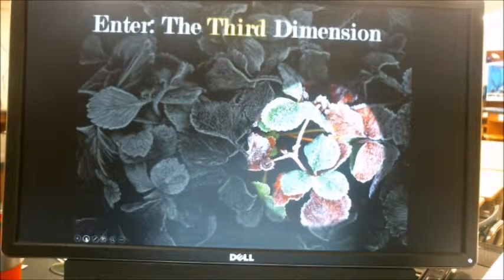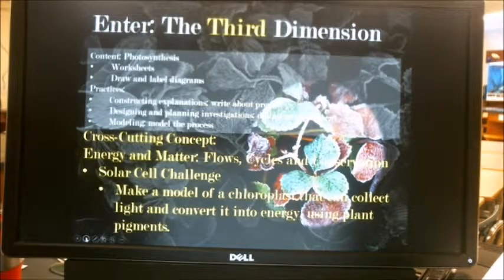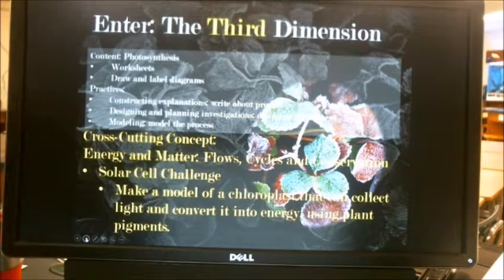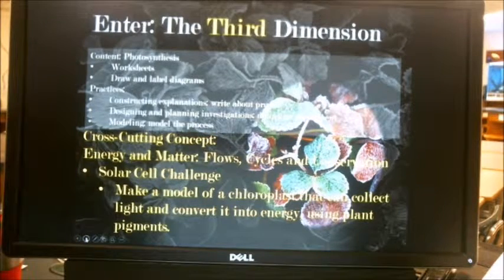So this year I integrated the 3rd dimension into my classroom, and that is the cross-cutting concept. The one I chose to focus on is what we call energy and matter: flows, cycles, and conservation. I also could have focused on structure and function, but I chose to focus on energy and matter, and that formed my lessons completely differently than if I would have focused on structure and function of the chloroplast.